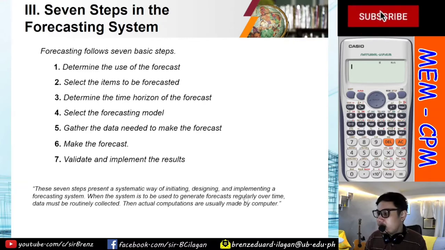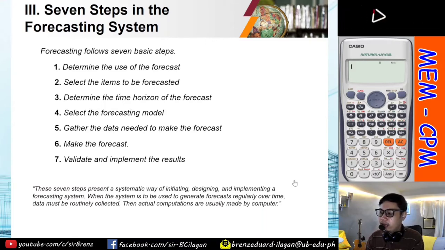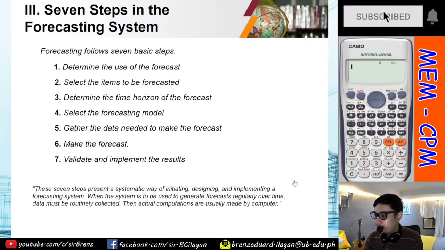So these 7 steps present a systematic way of initiating, designing, and implementing a forecasting system. When the system is to be used to generate forecasts regularly over time, data must be routinely collected. Then the actual computations are made by the computer.